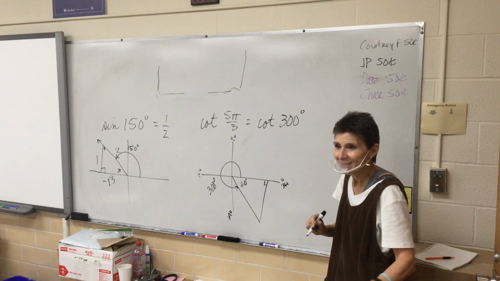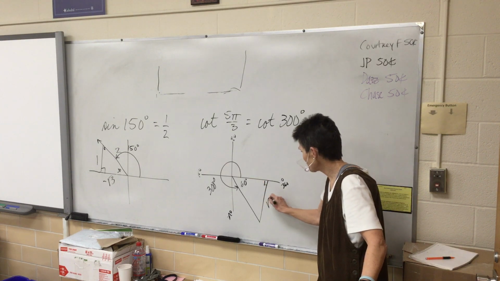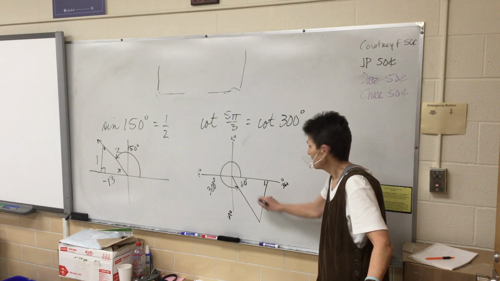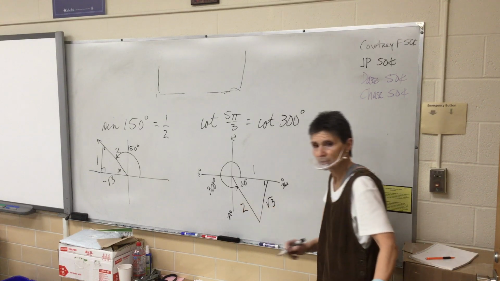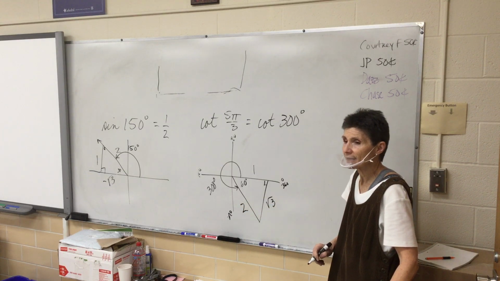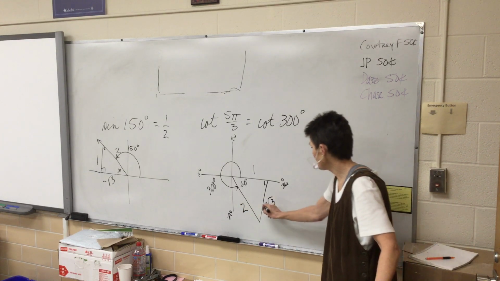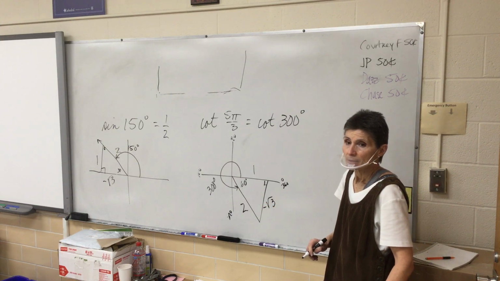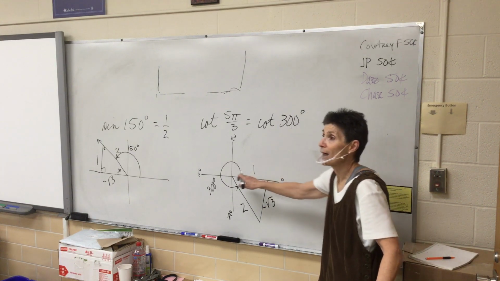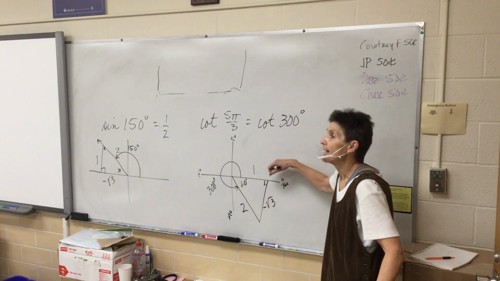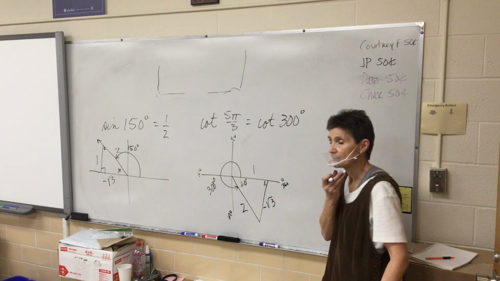Here we go again. That's a 60. So isn't this root 3? And 1 and 2? What's negative? The root 3. This is positive. We went right and down. Down is negative.